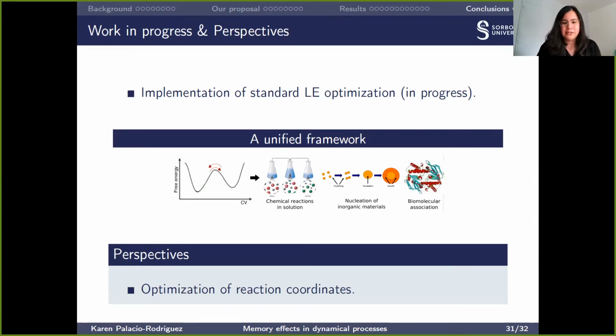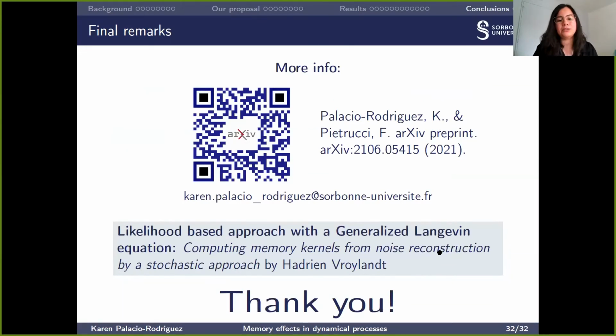If you want to know more about it, you can go to this arXiv paper that we recently published, or you can write to me and I will be happy to answer.